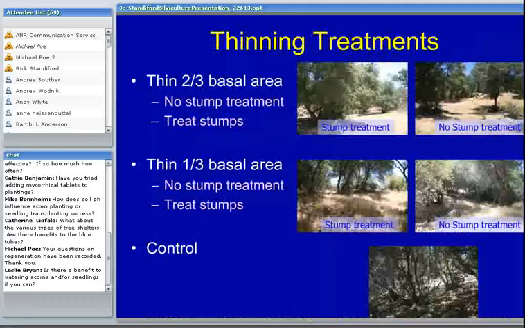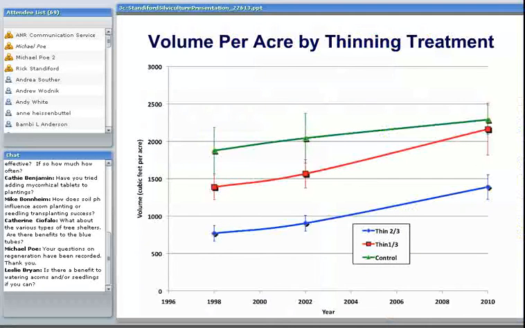We designed 2 thinning trials, 2 thinning intensities in this area as well, and in half of the plots we also treated the stumps so that they would not resprout, because this was such a prolific sprouter. And here's a graph of the volume growth that we were able to get, and the volume growth of the 1/3 thin actually was the highest, much as we had with the blue oak. The control was still growing, but at a decreasing rate, and the 2/3 thin was also growing at a faster rate than the control on a stand level basis.